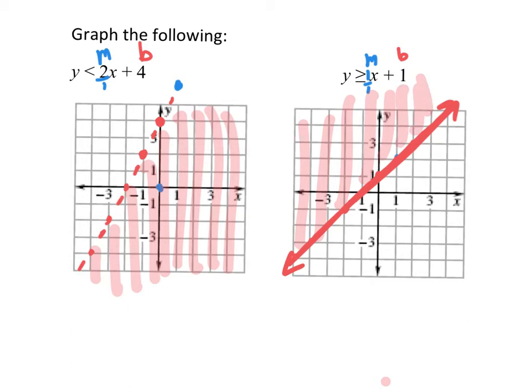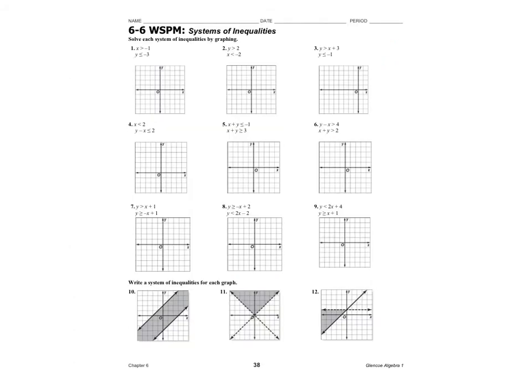Any point on that shaded area is my solution. Any point on the other side is not a solution. So we've already done this in the past. The only thing new today is that we are solving systems of inequalities. It sounds crazy, but it's really just doing what we just did, two different inequalities on the same graph, okay?